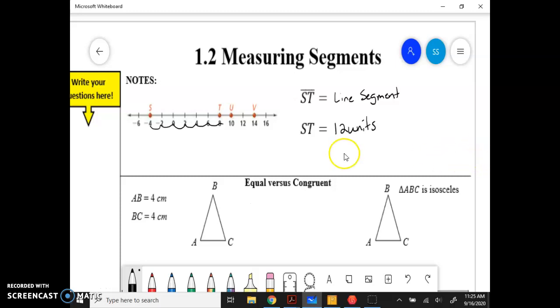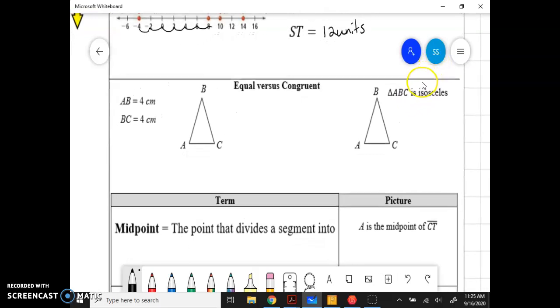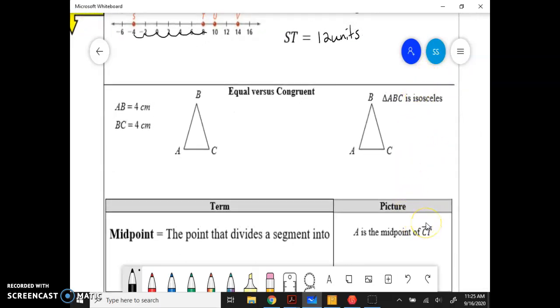Okay, so just a subtle difference there, so make sure we're paying attention to that pretty closely. Okay, and another little subtle difference here is the difference between equal versus congruent. You're going to hear congruent a lot throughout this year. Congruent essentially means equal, but it's just slightly different. So we have two different triangles here. One we have where it says AB is 4 centimeters and BC is 4 centimeters. Okay, so we know the actual length of these two segments. So we can say here that AB is equal to BC.